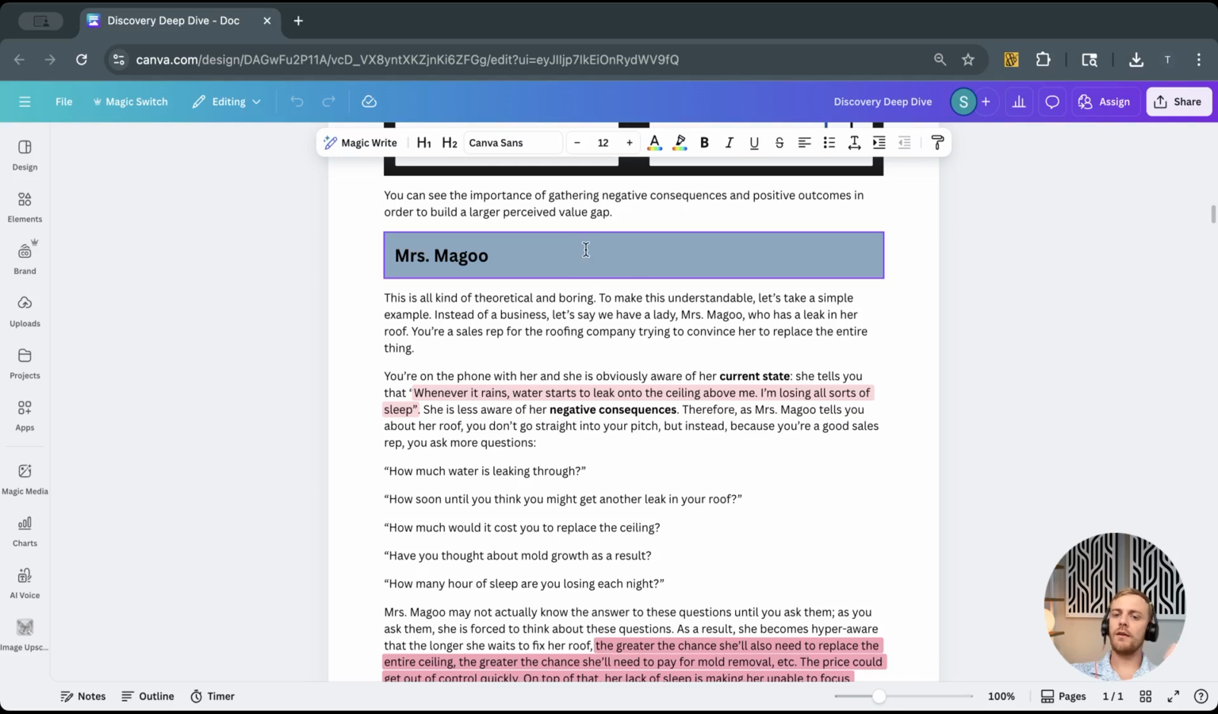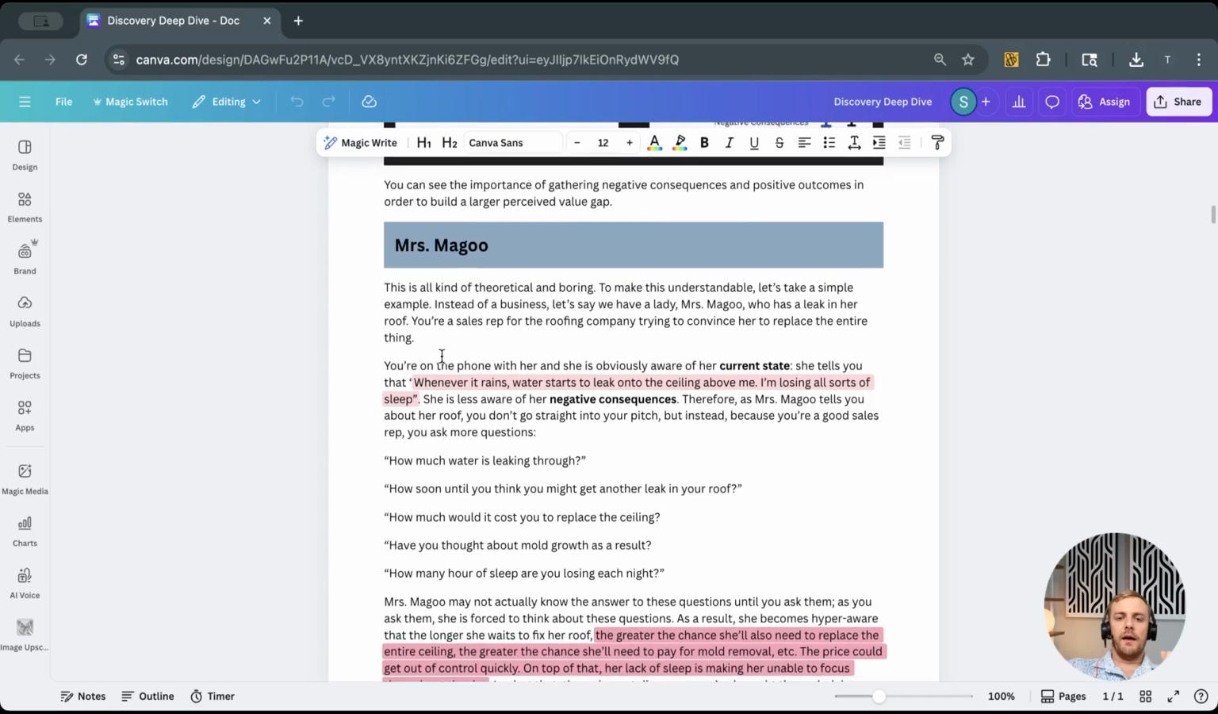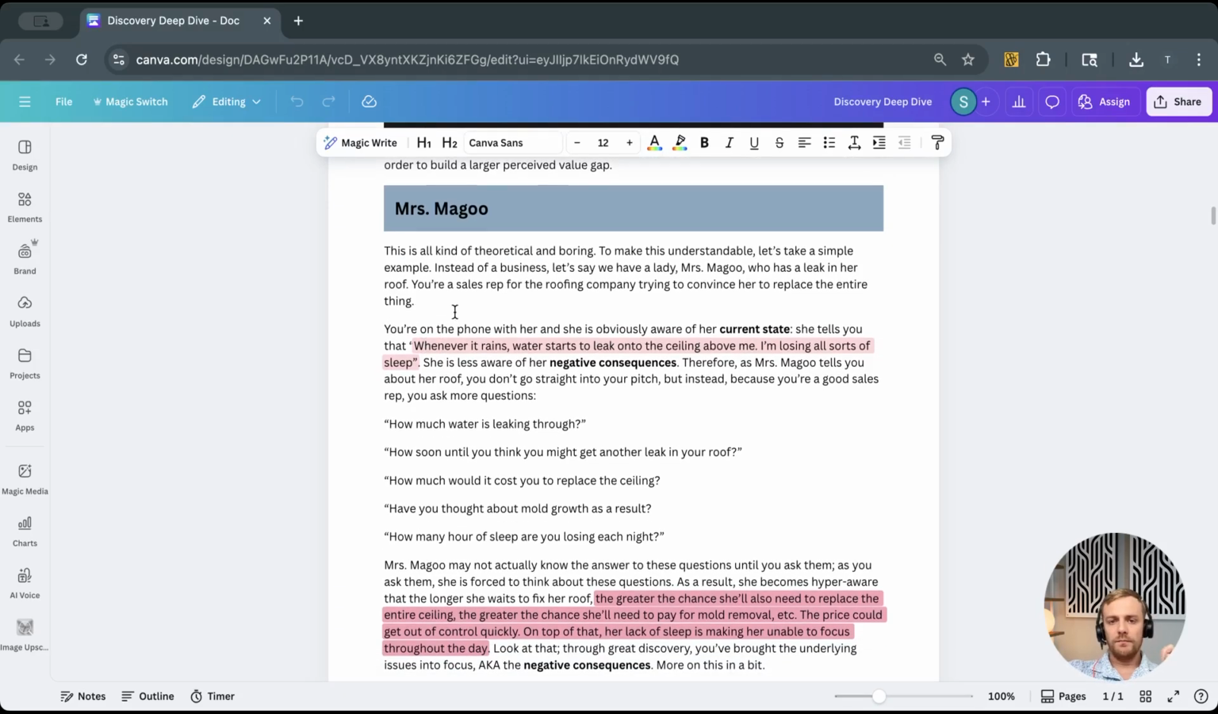I wanted to use a very simple example. So I chose a B2C example just to make it as simple as possible. So instead of a business, we have Mrs. Magoo. You're a sales rep for a roofing company. So she has a leak in her roof. And so you're on the phone with her.